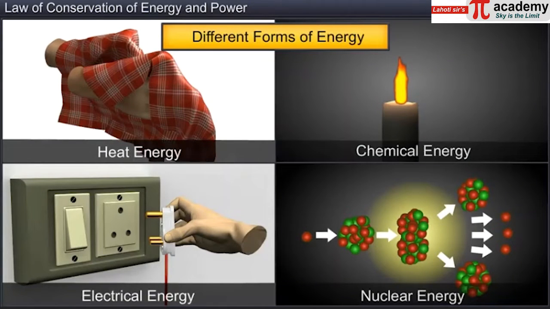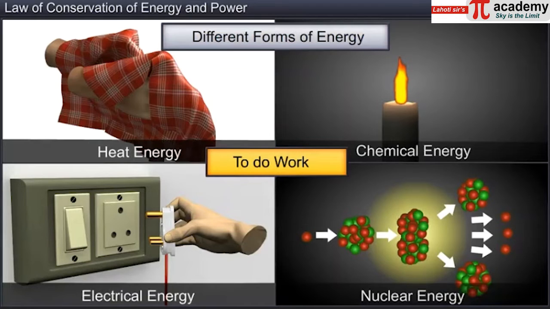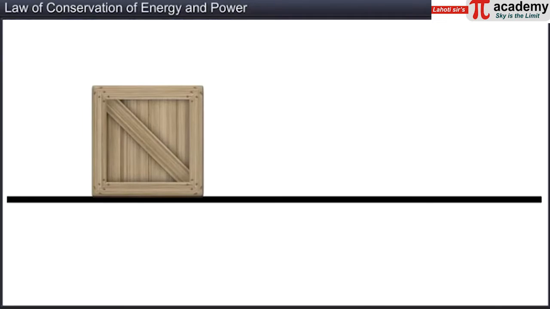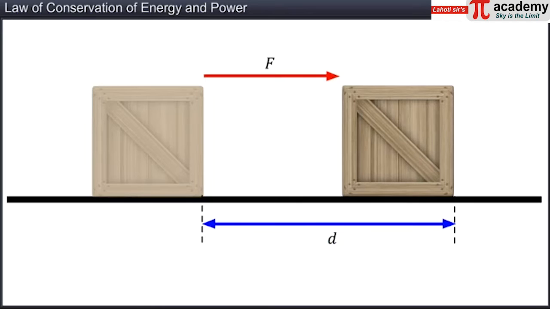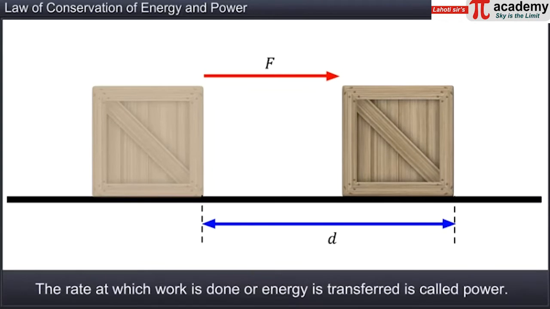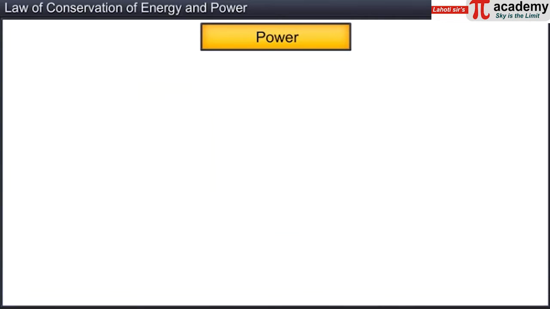Different forms of energy are used to do work. Earlier, we learnt that work is said to be done when a force F acting on a body displaces the body through D in the direction of the force. When work is done, energy is transferred. The rate at which work is done or energy is transferred is called power. Thus, power P is equal to work done W by time T.